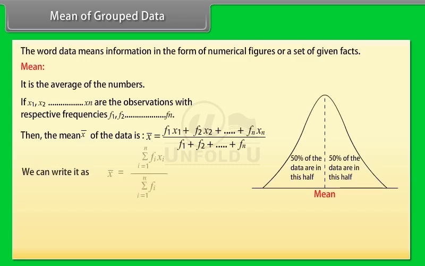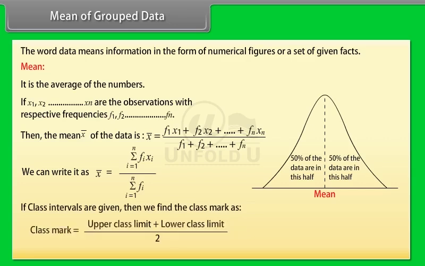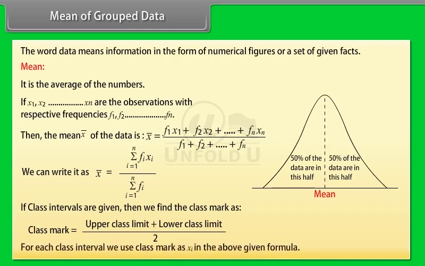We can write it as x bar equals summation from i equals 1 to n of the product of fi and xi, divided by summation from i equals 1 to n of fi. If class intervals are given, then we find the class mark as class mark equals upper class limit plus lower class limit by 2. For each class interval, we use the class mark as xi in the above given formula.